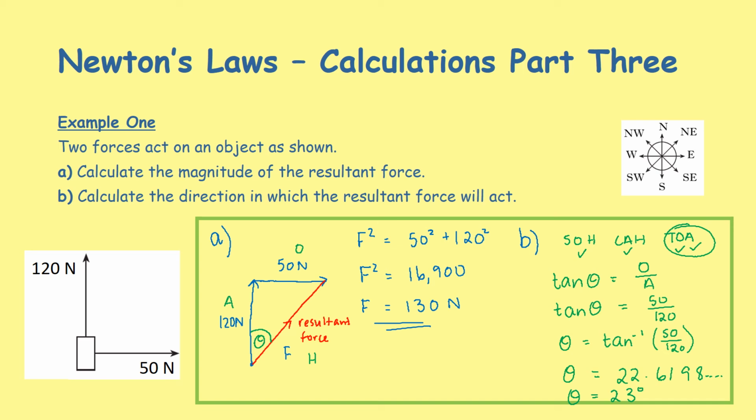So we can give this as a bearing, and that means it has to have a 0 in front of it. So our bearing or angle is 0, 2, 3. So the final answer of the resultant force here, including both the magnitude and the direction, would be 130 newtons at a bearing of 0, 2, 3.